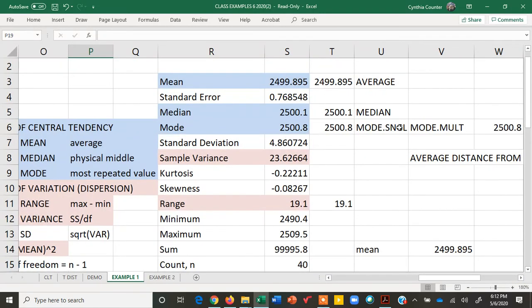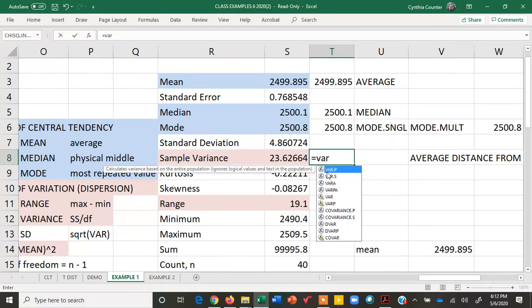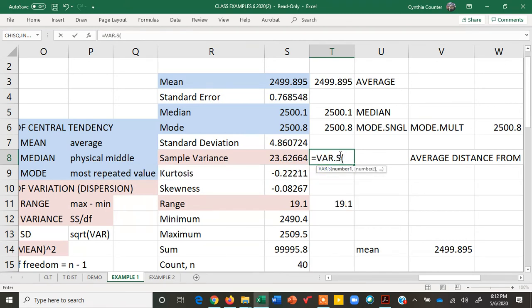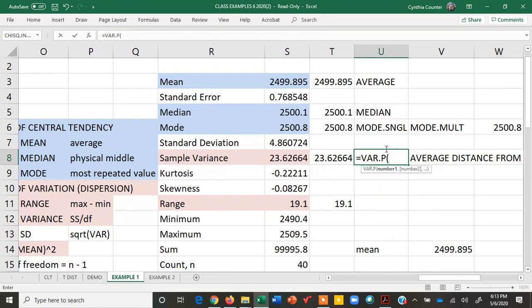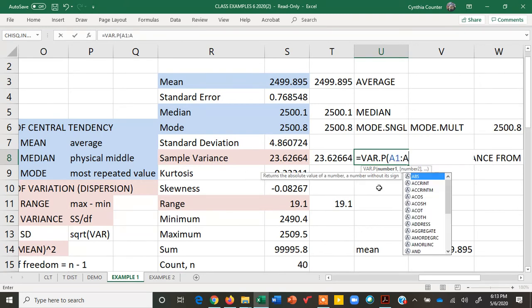Because of that, you actually have two formulas for variance. Notice if I type equals and start typing variance, there's a VAR.P and a VAR.S. S stands for sample. VAR.S is the sample variance. So if I type in VAR.S, sample variance, A1 to A41, I get the exact same thing. Now, if I do the population variance, VAR.P, this would be a parameter if you knew the entire population. And I do A1 colon A41.